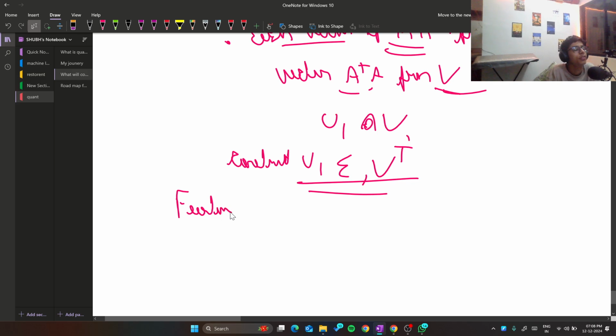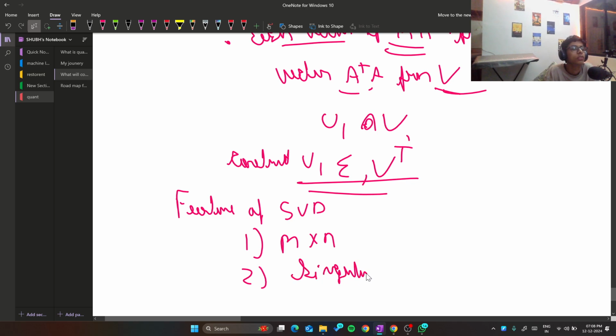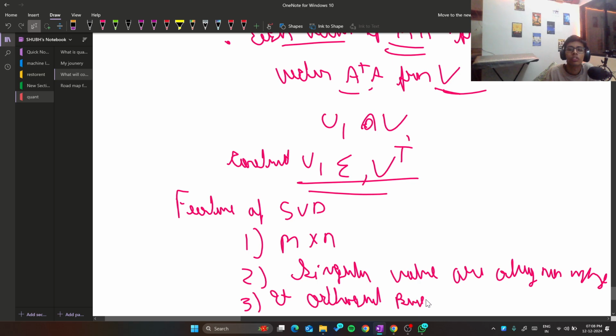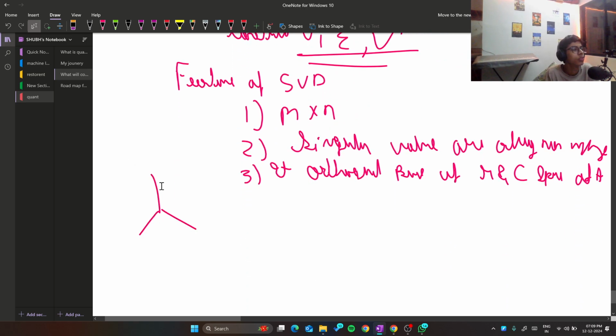The features of SVD are: first, it works for all m into n matrices. Second, singular values are always non-negative. And it provides orthogonal bases for the row and column spaces of A. So our basis is converted into an orthogonal basis.